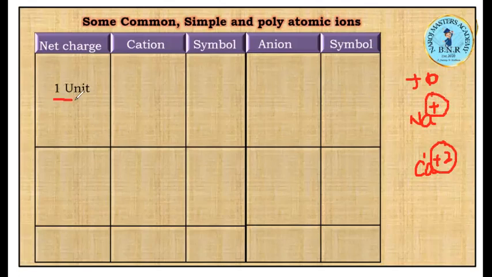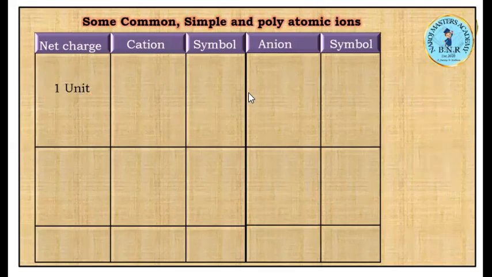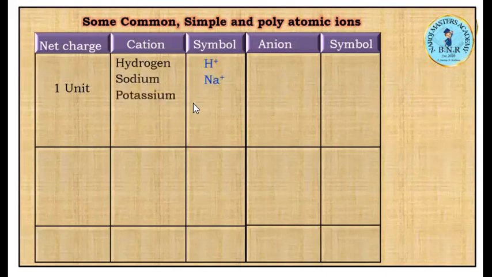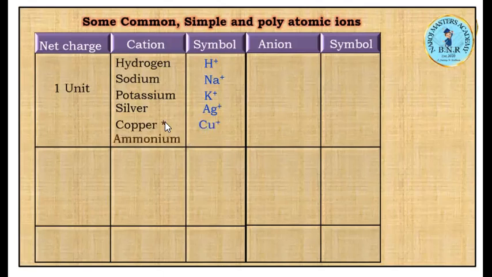For the elements having net charge of 1 unit, their cations, in the sense positively charged, and symbols, and anions, meaning negatively charged, and their symbols. Hydrogen cation H plus. Sodium cation Na plus, potassium cation K plus, silver cation Ag plus, copper cation Cu plus, star mark here, so note down that. Ammonium cation NH4 plus.